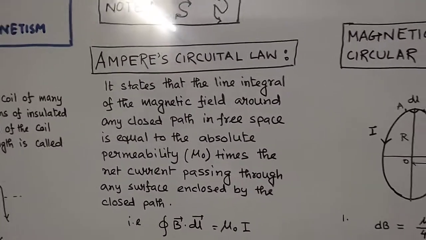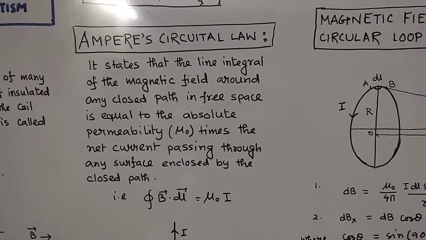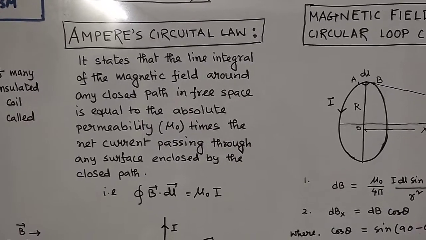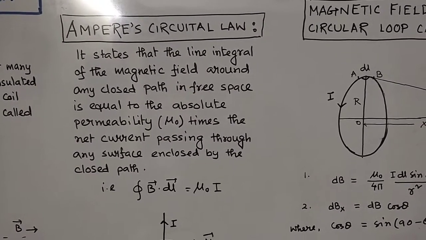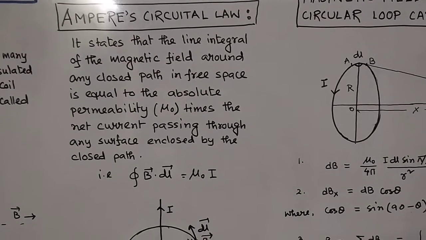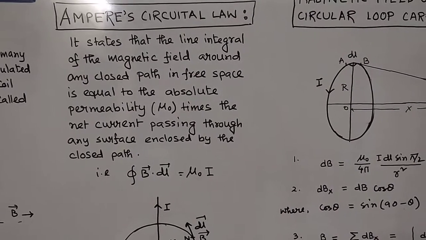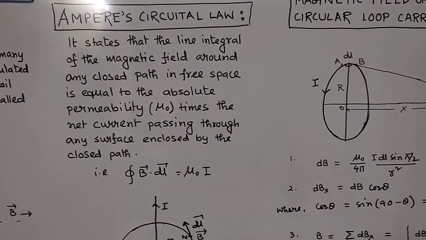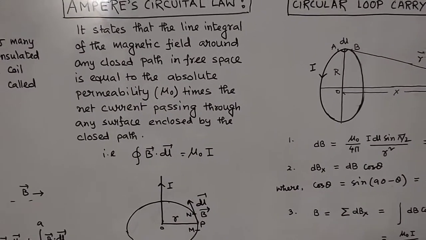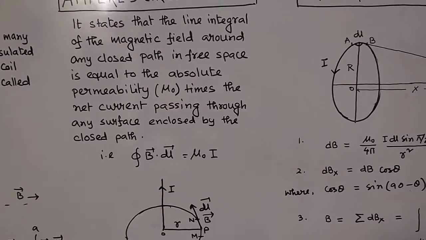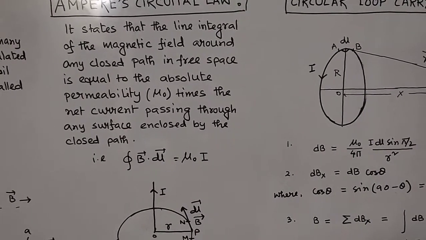Now the next topic which you are going to define is Ampere's circuital law. Before explaining, let me read it out. It states that the line integral of the magnetic field around any closed path in free space is equal to the absolute permeability times the net current passing through any surface enclosed by the closed path. Now that is the closed integral, this is the symbol for closed integral. The B vector dot dl vector is the magnetic flux, equal to mu naught I.